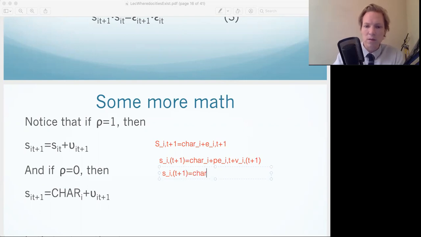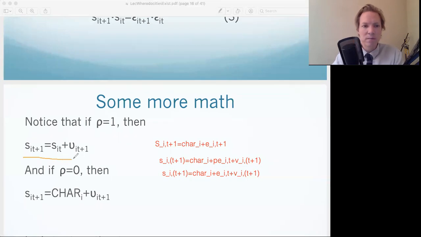S_{i,t+1} is equal to the characteristic I. Now this is 1, so I could rewrite this as this guy, plus V_{i,t+1}. Okay. Now this thing right here, characteristic I, characteristic of the city plus this random variable, that is just our definition of this thing, the previous period's population share. So if I take that out and substitute it for this, I'd be left with this equation. So here are our two key equations.